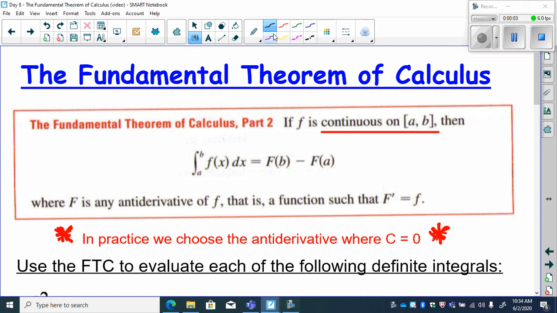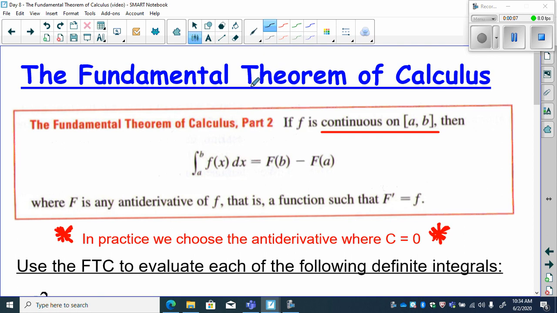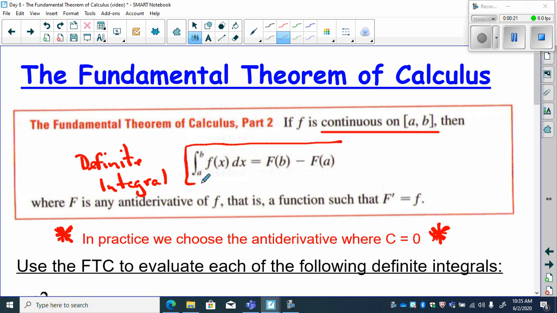All right, in this video, we're going to look at something called the fundamental theorem of calculus, and we're going to explore something called a definite integral, which is what you see right here. We've already looked at indefinite integrals or general antiderivatives. Today we're going to focus on a definite integral.